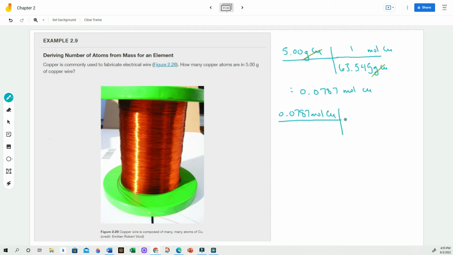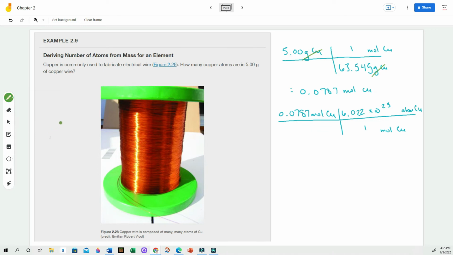And again, I like to put my units in first before I put my numbers in. I want to make sure my moles of copper cancel, so this is going to go in the denominator, and I am converting into atoms of copper. Now, Avogadro's number is always per 1 mole, and specifically it is 6.022 times 10 to the 23rd atoms of copper.